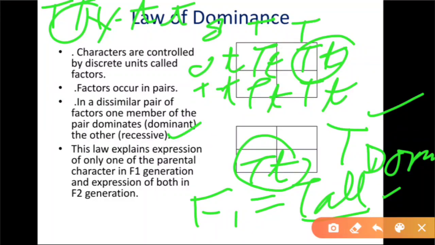If the factors are similar, then they are called homozygous. If they are dissimilar, then they are called heterozygous, in which one is dominant and the other is recessive. This law explains the expression of only one of the parental characters in the F1 generation. Only one character appears in the F1 generation; you can see here only tall plants appear.